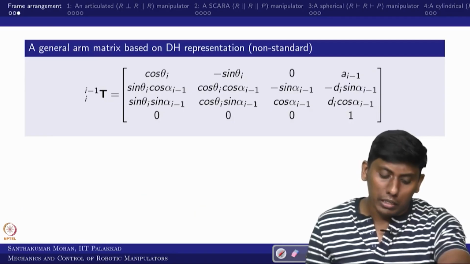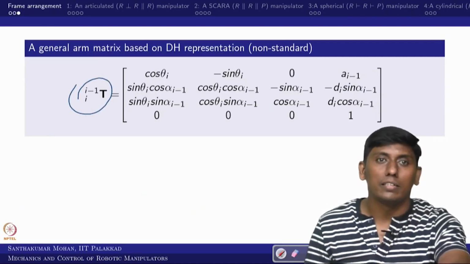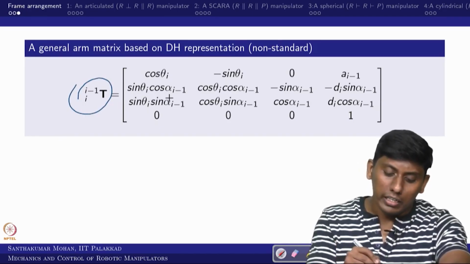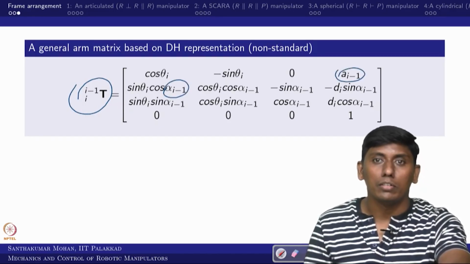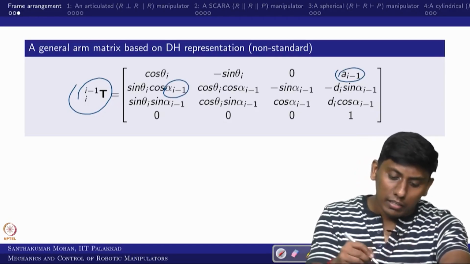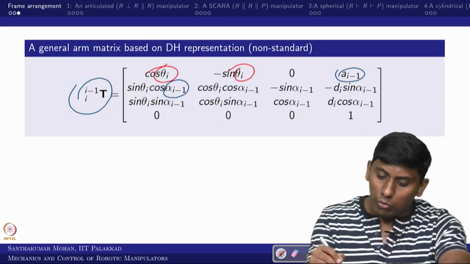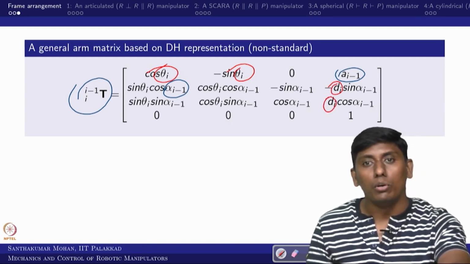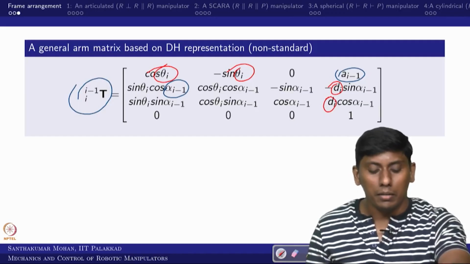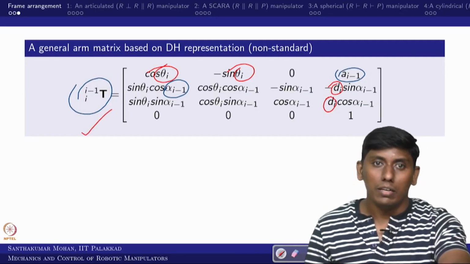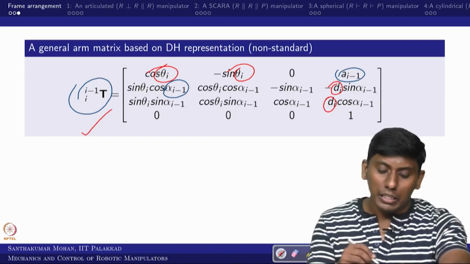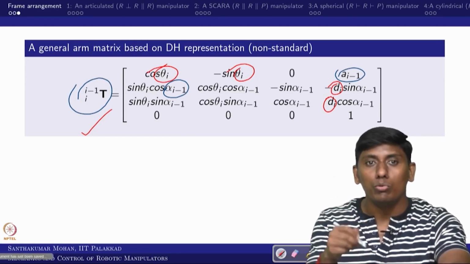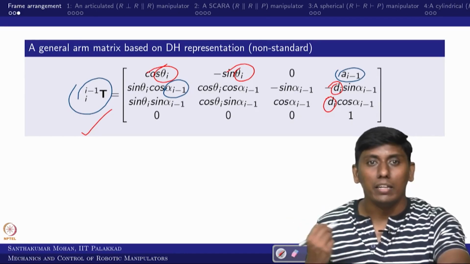Before that, recall what we derived as the arm matrix in the non-standard form. Why do we call it non-standard? Some of these are in the i plus 1 or i minus 1 frame, and the others are in the i representation. That's why we call it non-standard. There is no other specific reason, but this gives more intuitiveness, so we are following it. We recall this matrix because we are going to substitute the Denavit-Hartenberg parameters of each frame, and get something out of that.